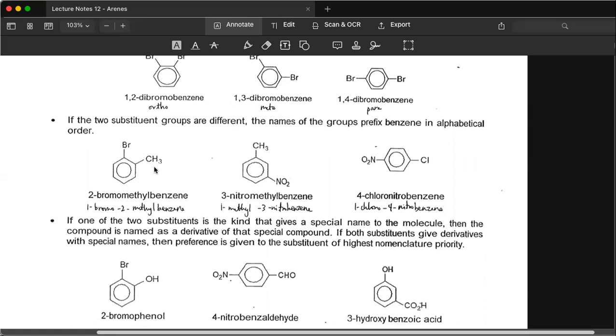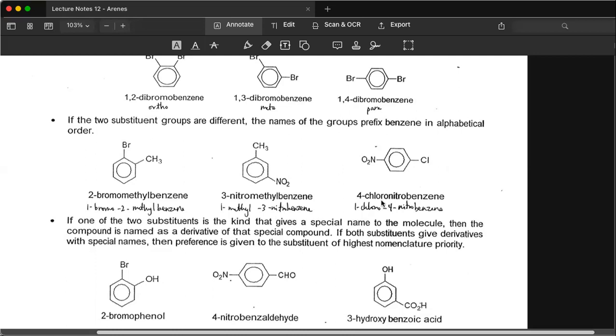If the two substituent groups are different, the names of the groups prefix benzene in alphabetical order. For example, 2-bromo-ethyl-benzene or 1-bromo-2-methylbenzene. That is also fine. We can call this 1-methyl-3-nitrobenzene or simply call it 3-nitro-methylbenzene.